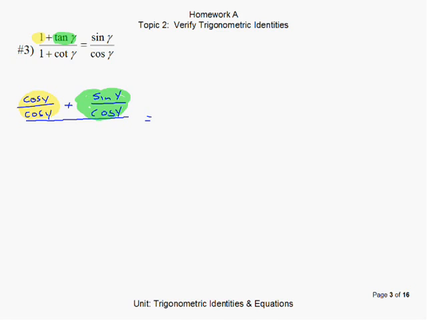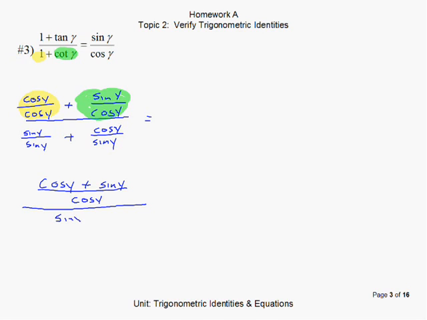Do the same thing in my denominator. Change cotangent to cosine over sine. Change the 1 to sine over sine. So I have common denominators. Once you have common denominators, then you add the numerators, leave the bottoms the same. So we got cosine of y plus sine of y over cosine of y, divided by sine of y plus cosine of y over sine of y.